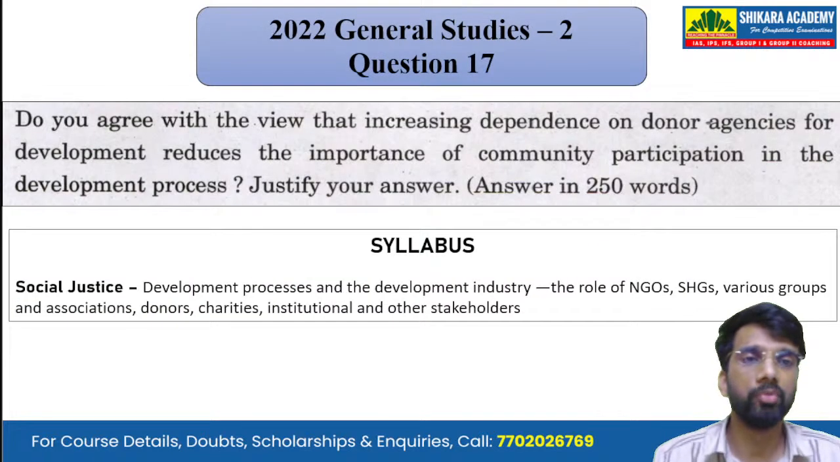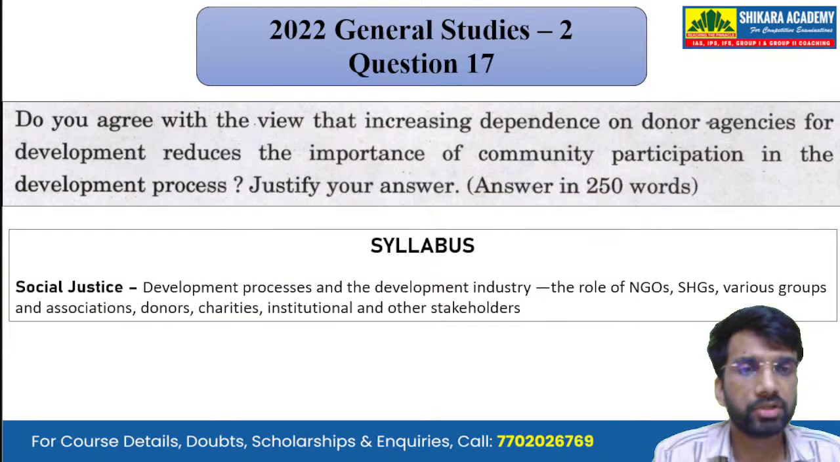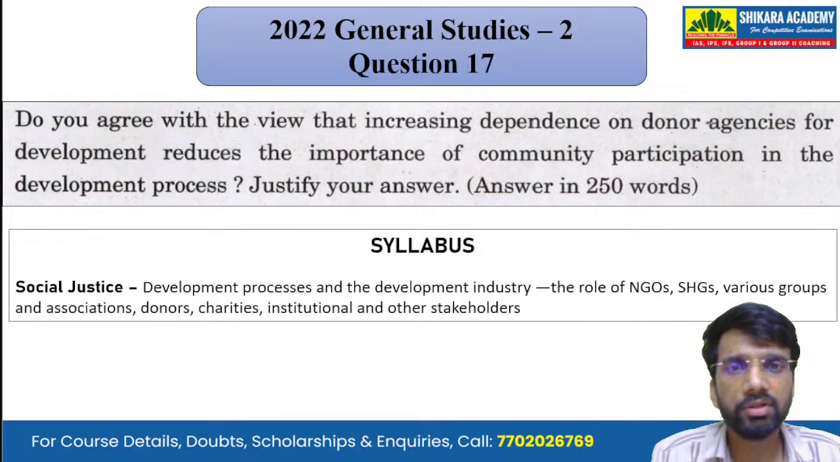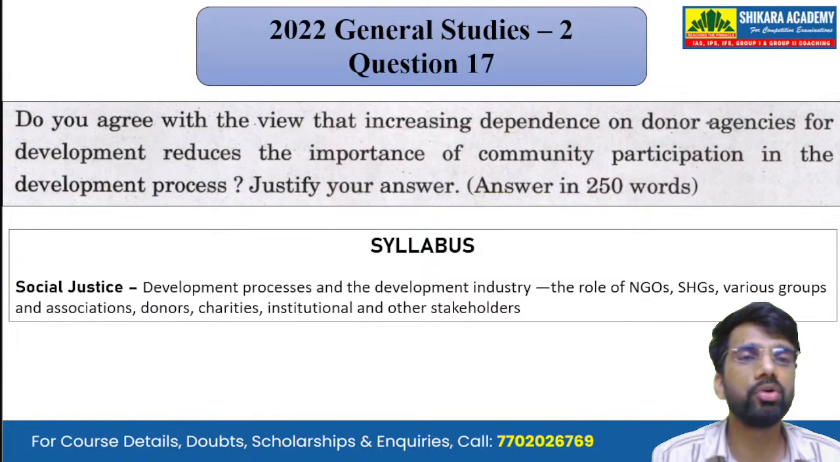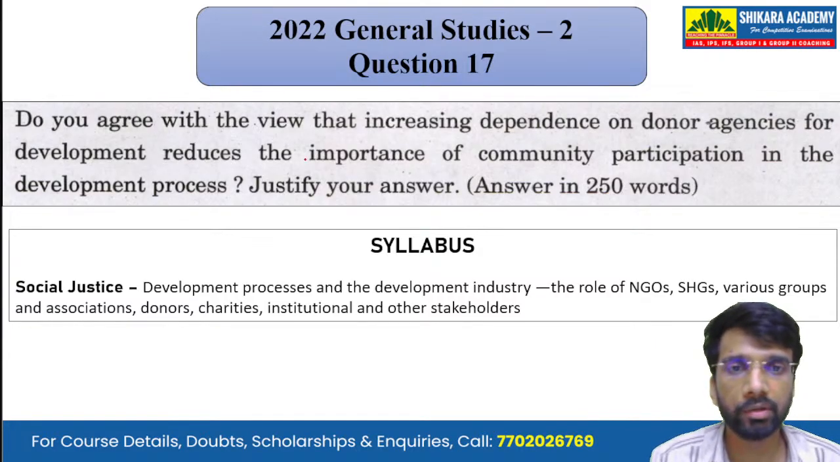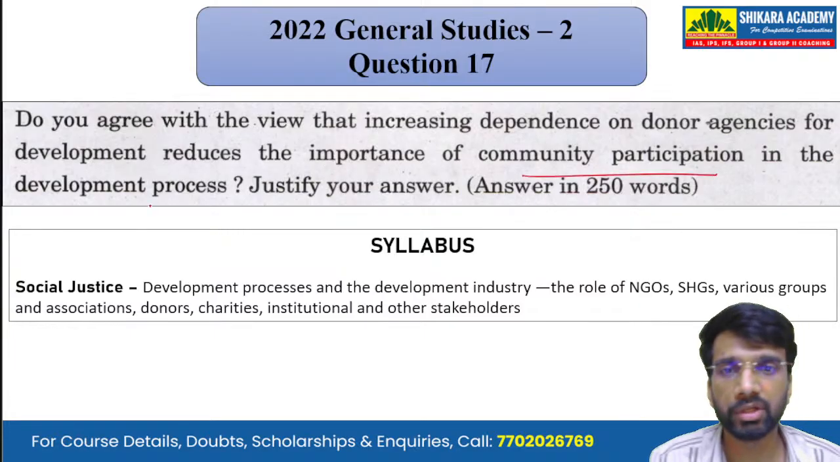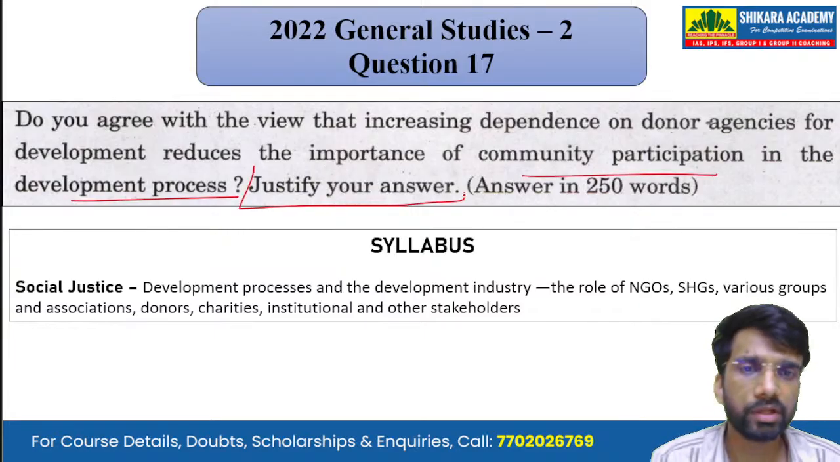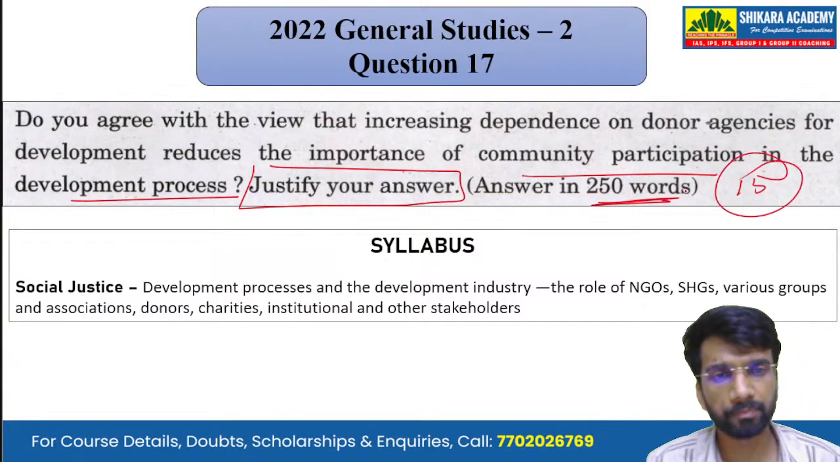So moving on to the next question, question number 17. Do you agree with the view that increasing dependence on donor agencies for development reduces the importance of community participation in the development process? Justify your answer. A 15-mark question that we have to answer in 250 words.